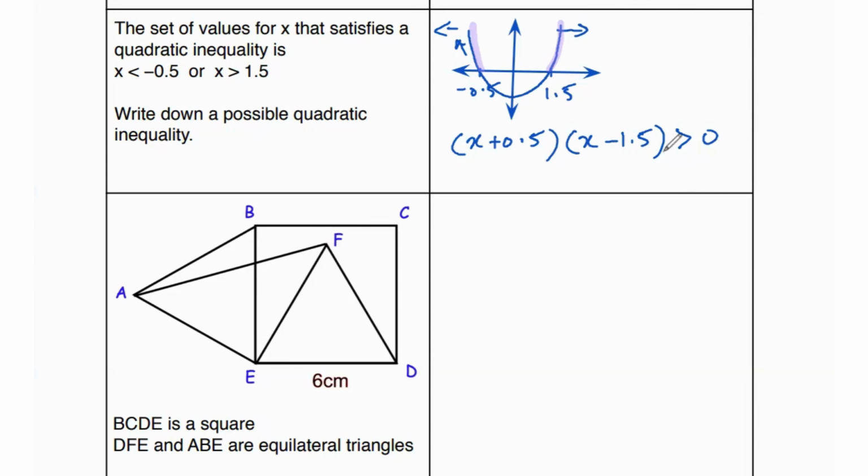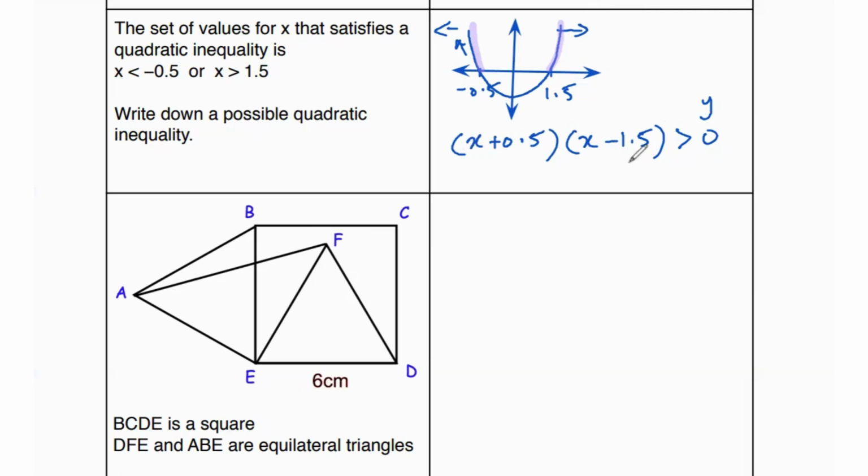And the reason why it's greater than 0 is because these are the x-intercepts. So x-intercepts have a y value of 0. So basically, this is your y. And y is 0 because negative 0.5 and 1.5 are the x-intercepts. I hope that makes sense.